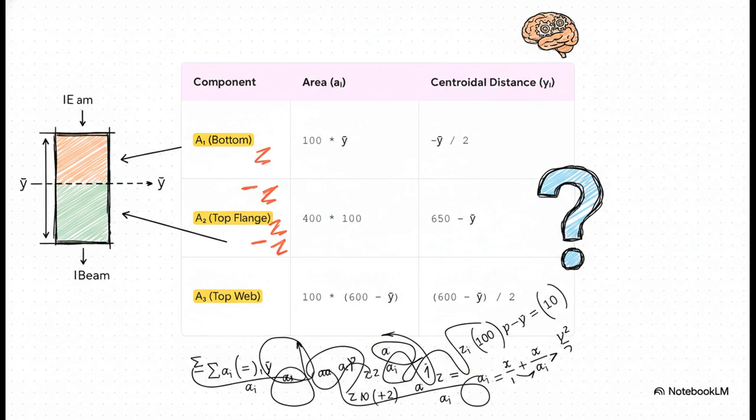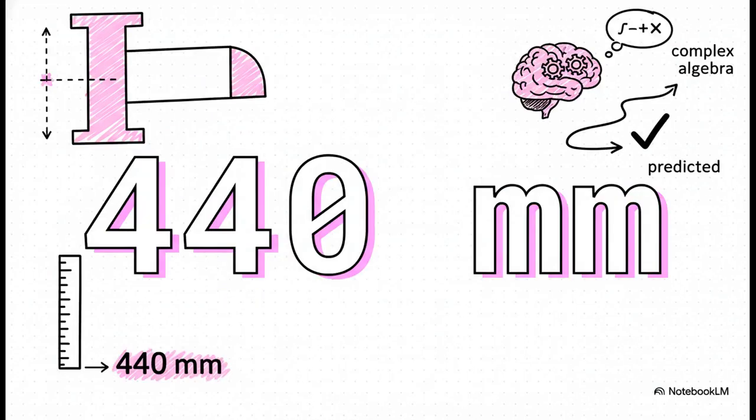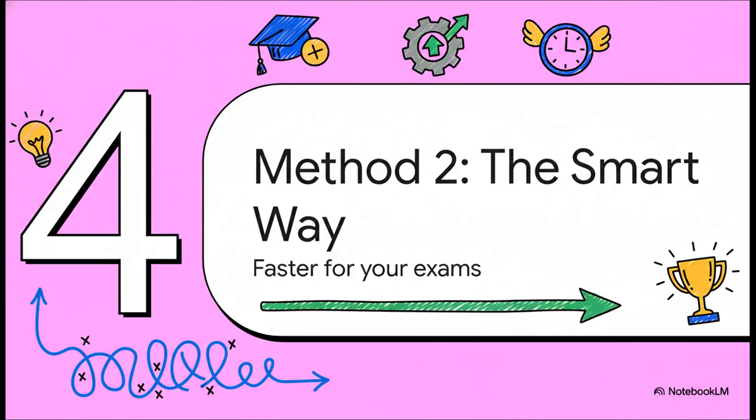Setting up this full equation and solving for y involves some pretty tedious algebra, which can easily lead to mistakes when you're under pressure. So, after grinding through all of that complicated algebra, this is the step-by-step calculated result that we finally arrive at, 440 millimeters from the bottom. And hey, just as we predicted, this value is well above the geometric mid-height of 350 millimeters. So, the method works, but wow, that was a lot of effort. So we got the right answer, but that was a long, tough road to get there. And this brings us to method 2.